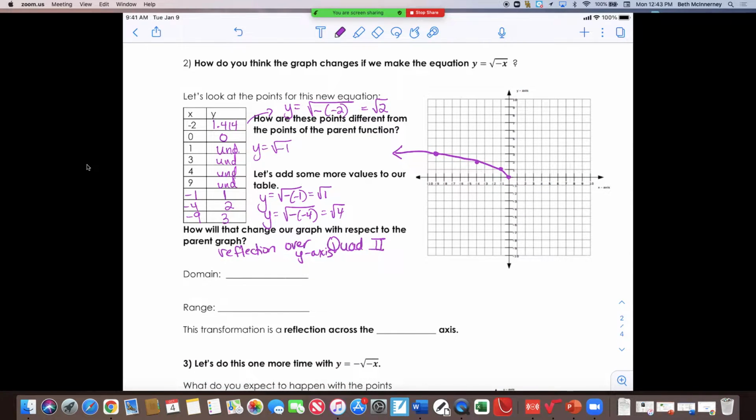So what's the domain now? Yeah, Davey? Yeah, there we go. Do you see this graph is 0 and then going left forever? Well, then the way we write interval notation is the smaller value, comma, the bigger value. What about the range?